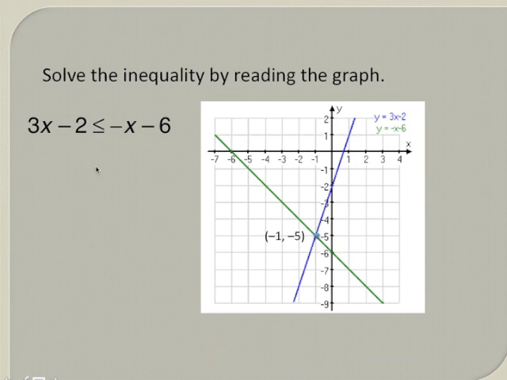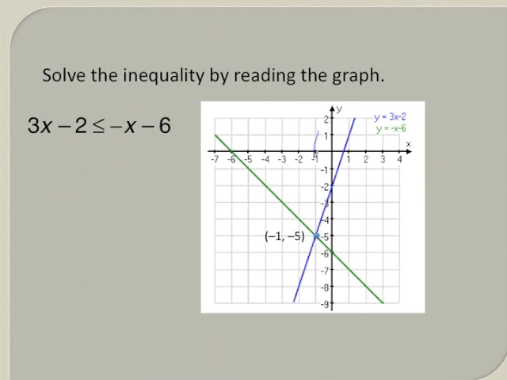Now in this case, we have two algebraic expressions with an inequality sign. 3x minus 2 is less than or equal to negative x minus 6. Well, this blue line is 3x minus 2, and the green line is negative x minus 6. They cross here at -1, -5. And we want the blue line to be less than or equal to the green line. When is the blue line less than or equal to the green line?